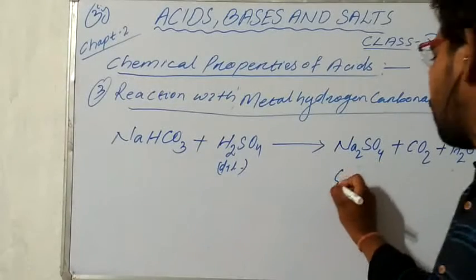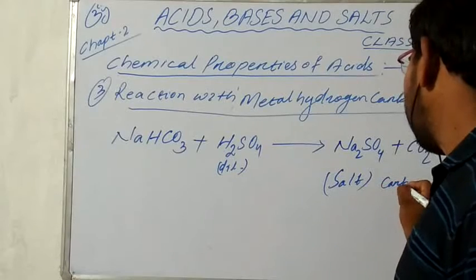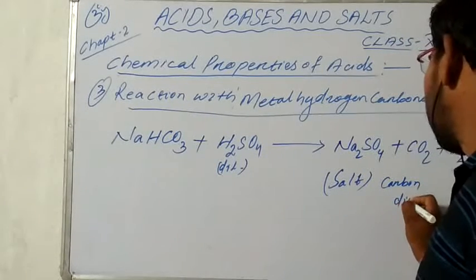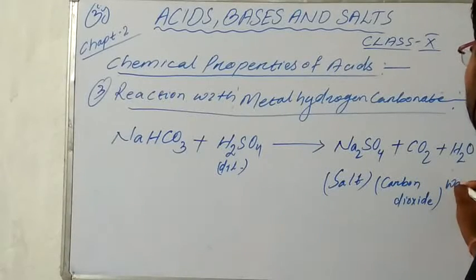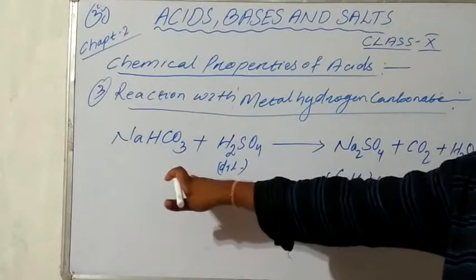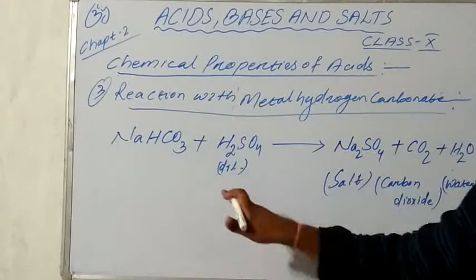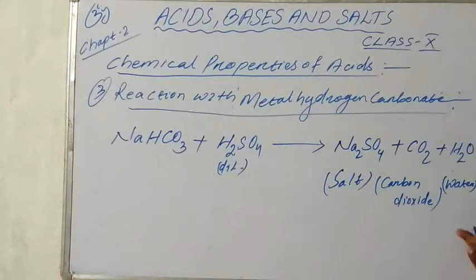This one is the salt plus carbon dioxide plus water. When metal hydrogen carbonates react with acids, they form salt, carbon dioxide and water. So this is another example of metal hydrogen carbonates reacting with acids.